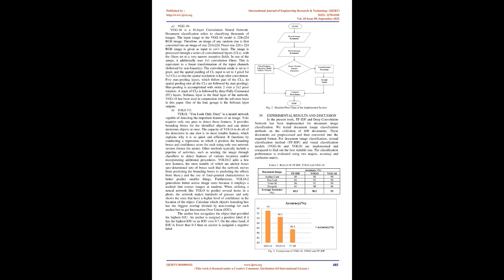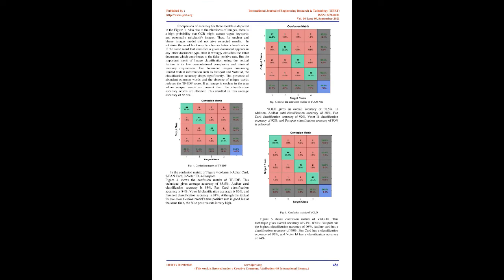The image is processed through a series of convolutional layers, CLs, with the filters set to a very narrow receptive field. In one of the setups, it additionally uses 1x1 convolution filters. This is equivalent to a linear transformation of the input channels, followed by nonlinearity. The convolution stride is set to 1 pixel, and the spatial padding of CL input is set to 1 pixel for 3x3 CLs so that the spatial resolution is kept after convolution.